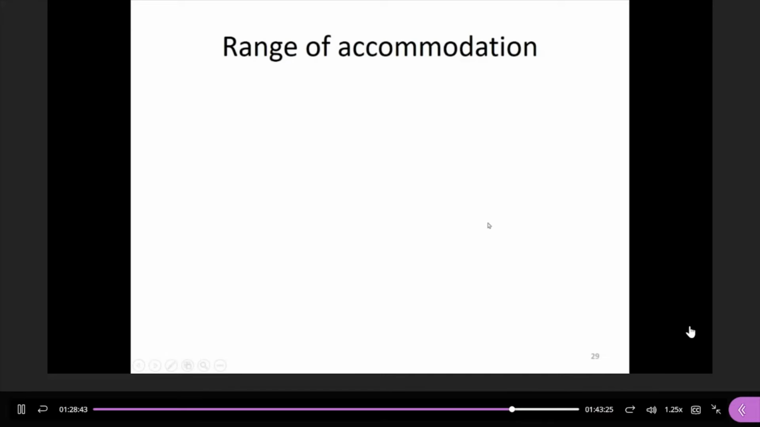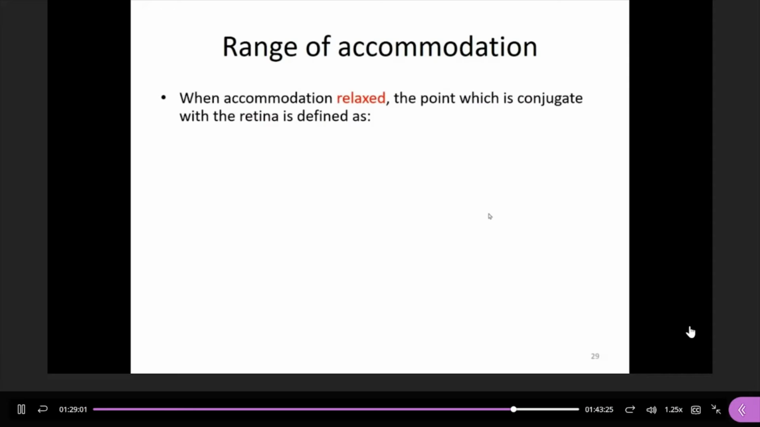Okay, back to here. In this part of my talk, I will tell you a little bit about the range of accommodation. Range means how much you can accommodate, and this relates to 2 situations. One is when the accommodation is totally relaxed. This is when you try to determine the distance prescription, so you have to make sure that we don't have any accommodation left.